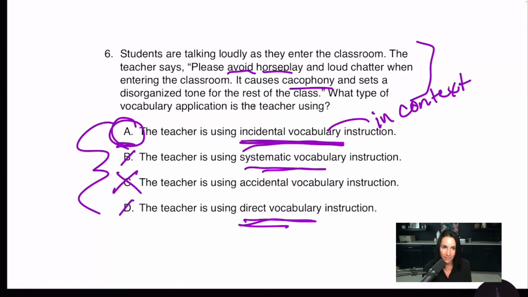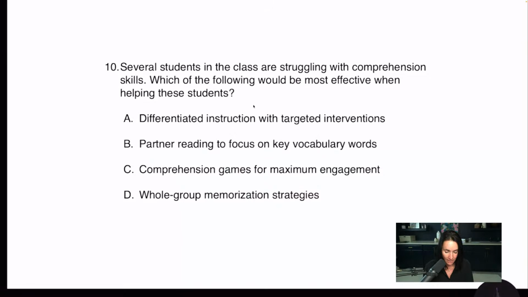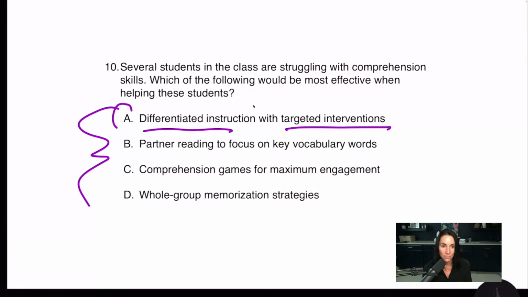All right, let's go to number 10. So skipping down a little bit to number 10, let's take a look at the answer choices. Differentiated instruction with targeted interventions. Well, what did I talk about in the beginning? Those good words there. We want to make sure we're looking for that. So A's got all the good words. I'm going to circle it there. Partner reading to focus on key vocabulary words. Great strategy. I don't hate it. I'll keep it. Comprehension games for maximum engagement. This is a problem here. It's the games. Now, do we use them? Yes. Students love them. Use games.